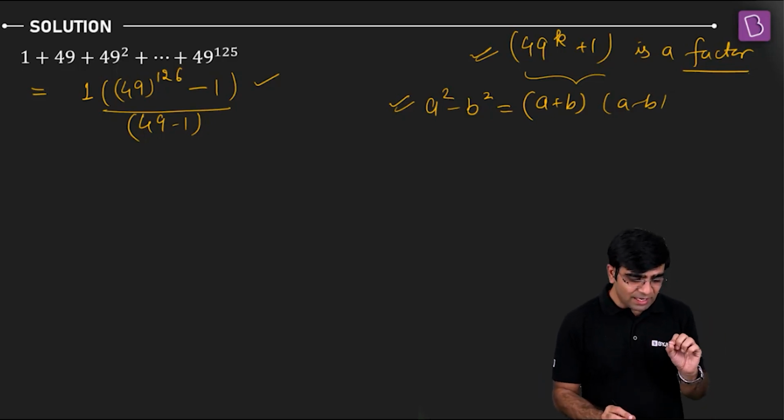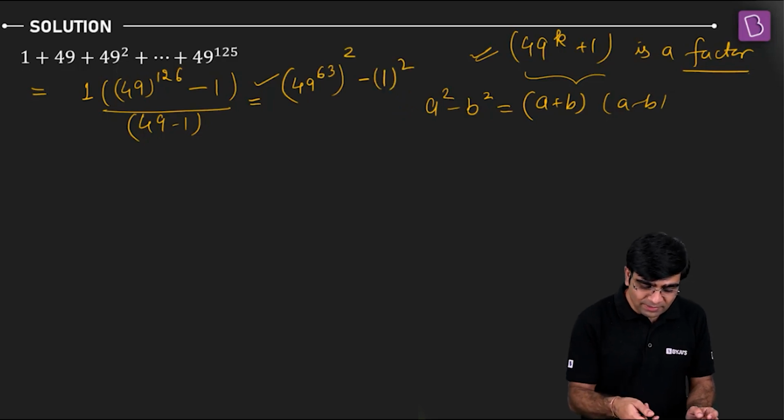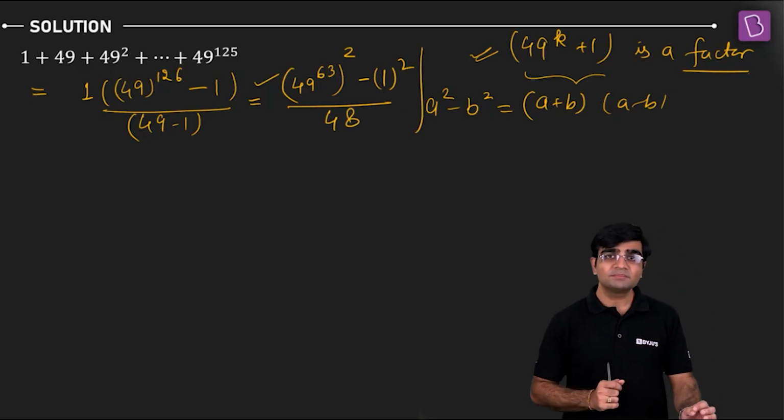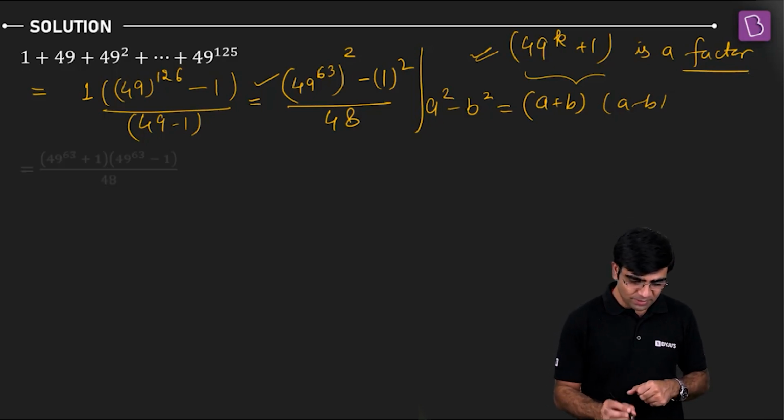Okay, let's quickly figure it out then. So where have I reached? I can quickly call this 49 raised to 126, so I can call this 49 raised to 63 the whole square minus 1 square, divided by 48. Are you getting that? So I got p square minus q square. So I can write p plus q into p minus q. Lovely.